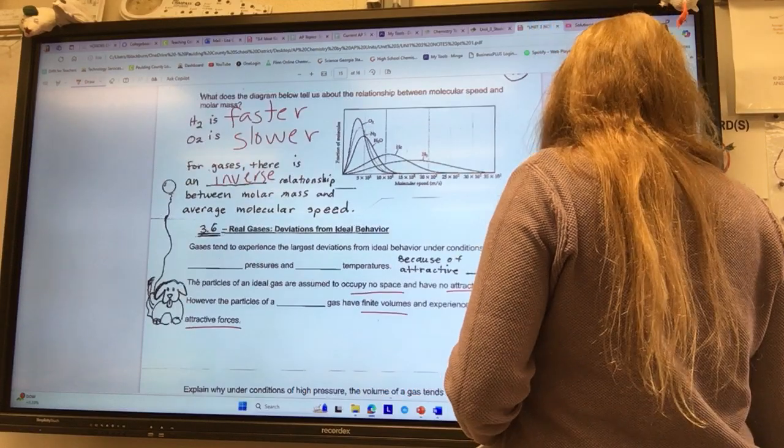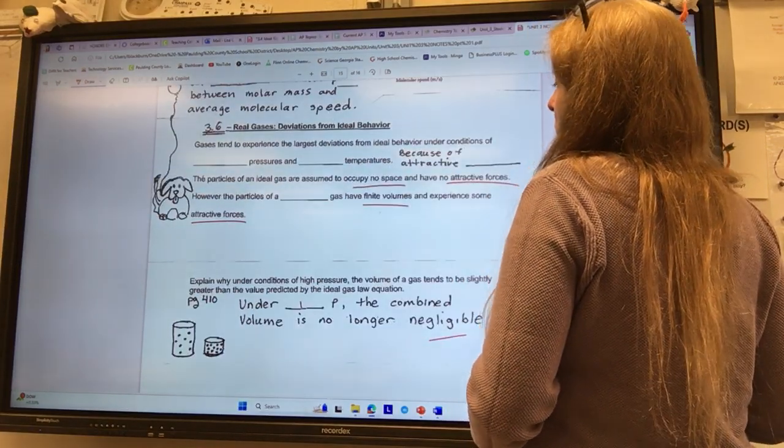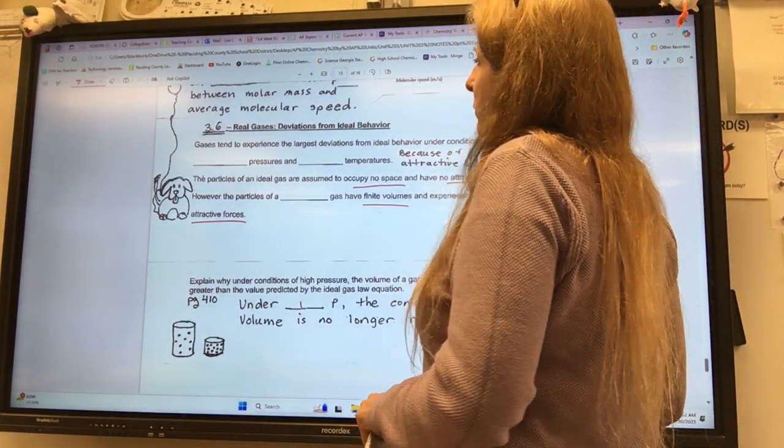You know, that's a lot of times true for people too. Get too much mass, you're not going to be speedy.